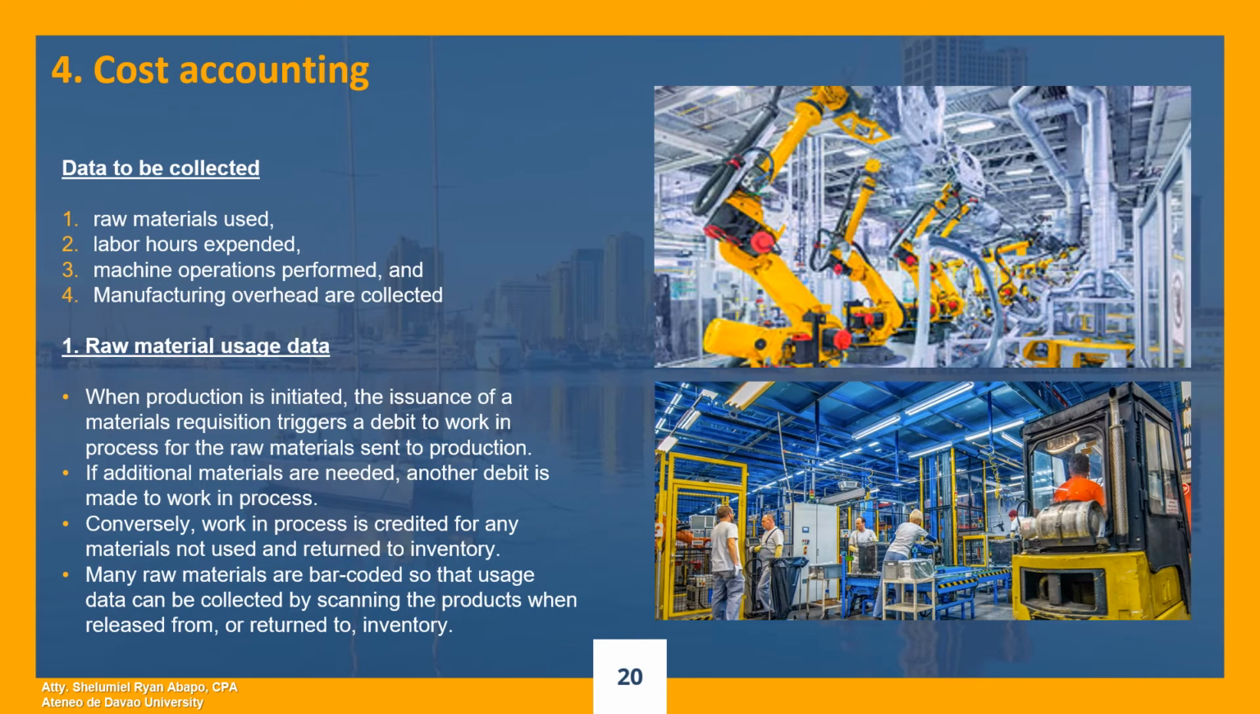Now, the raw materials usage data: when production is initiated, the issuance of a raw materials requisition triggers the recording of a debit to work in process for the raw materials sent to production. If additional materials are needed, another debit is made to work in process. Conversely, work in process is credited for any materials not used and returned to inventory. Many raw materials are barcoded so that the usage data can be collected by simply scanning the products when released from or returned to inventory. Increasingly, manufacturers now are using radio frequency identification or RFID tags to further improve the efficiency of tracking materials usage. Okay?